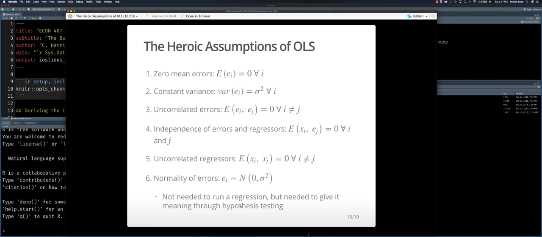Finally, our last one is normality of errors. Now, this one is a special one because it's not explicitly needed in order to calculate an OLS regression. However, it is needed in order for us to do hypothesis testing. And we're going to get to hypothesis testing in a later video, so hold on. But until then, keep that in mind. This whole normality of errors thing is something that's imposed through statistical inference, not so much the actual mathematical calculation of beta 0 and beta 1.